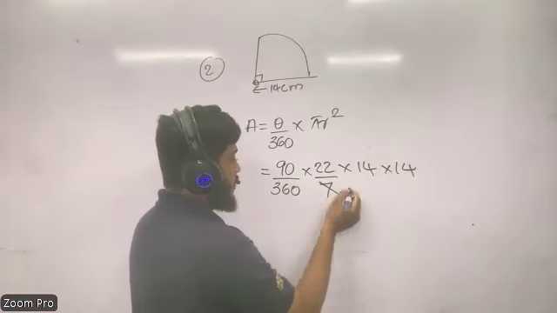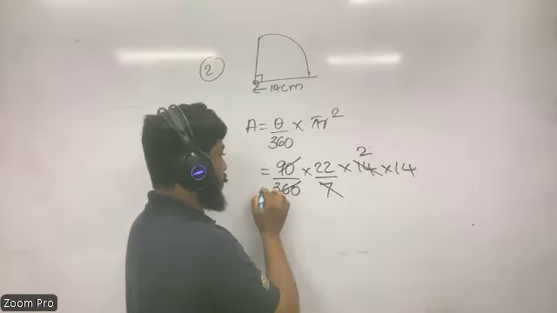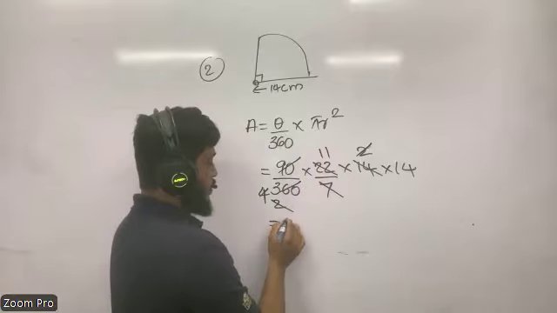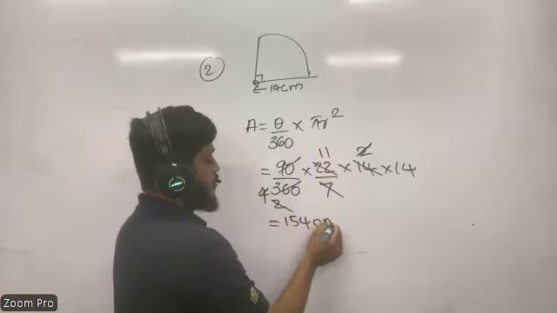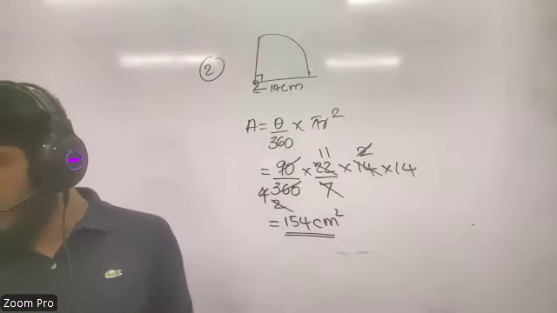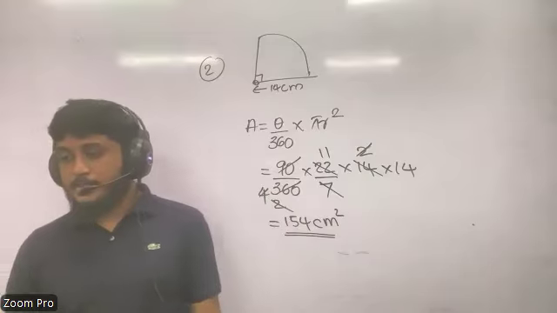So 7 and 14 I can simplify here. You get 2. 90 and 360 we get 4 here. 2 and 4, 2. 2 and 22 will be 11. 11 into 14 means 154 centimeter squared will be the answer. Did you get this answer? Almost done. Good.